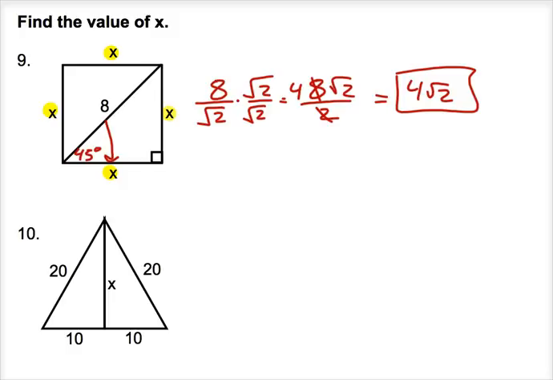Number 10, let's see. I noticed that the entire bottom is 20 if I put it together, which means that this is an equilateral triangle. I also know that this is going to be perpendicular since the bottom two are both 10. So I do know that this is a 30, 60, 90 triangle. And if I go from 10 to the longer leg, all I do is multiply by the square root of 3. So it's 10 square roots of 3.